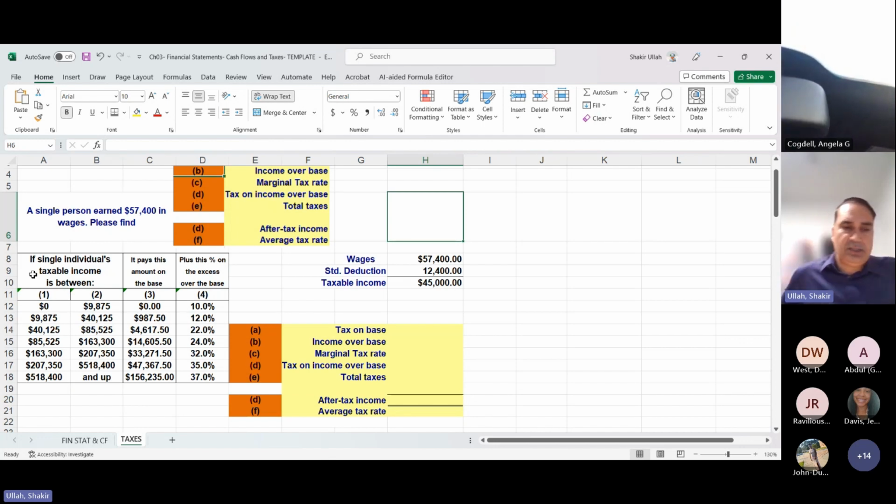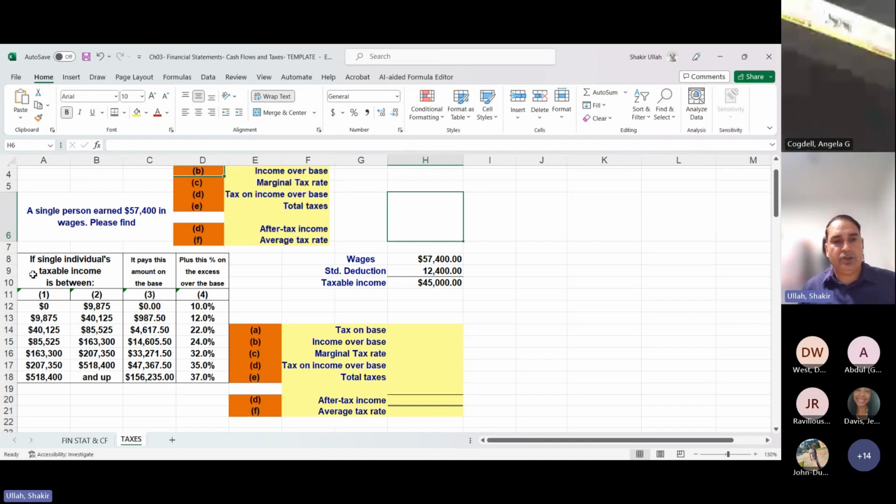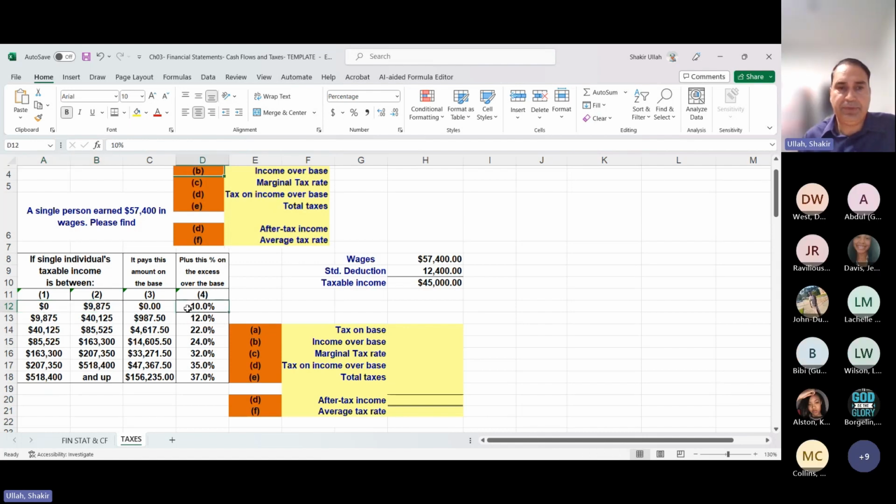Our tax system works in terms of incremental brackets. Okay, and your tax liability depends on which bracket you are in. If you are in the lower income bracket, you pay less percentage of tax on your income. But if you are in the higher income bracket, your tax goes up. You can see here, for example, in row number 12, if your income is between $0 and $9,875, your tax rate will be 10%. That's the federal income tax rate.